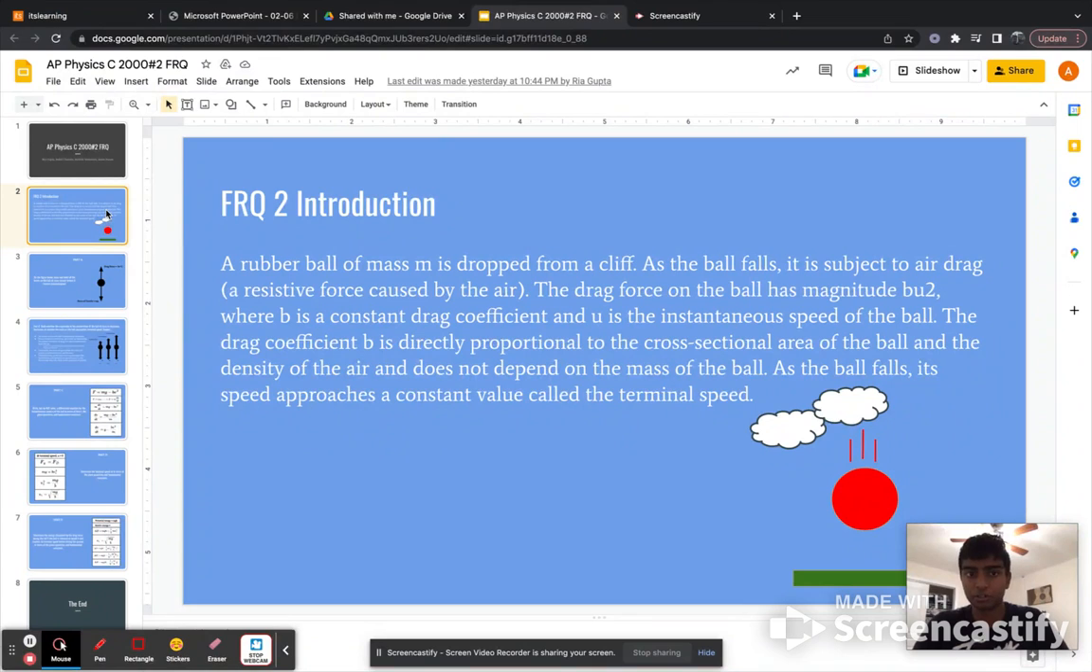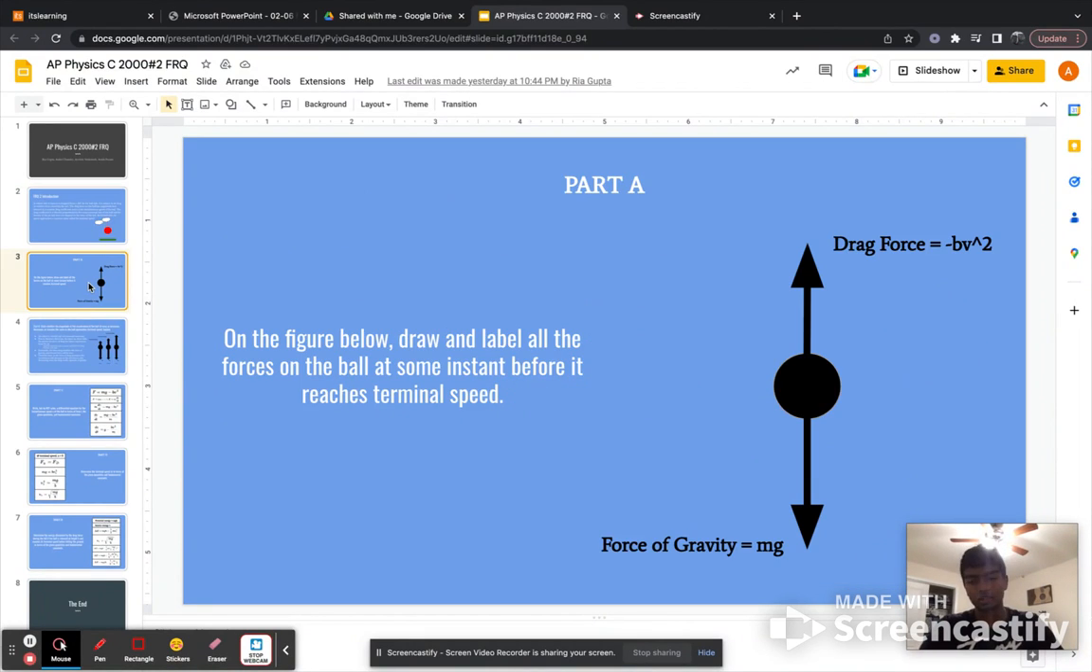And FRQ 2 asks us: we're given a rubber ball of mass m dropped from a cliff. As the ball falls, it is subject to air drag. The drag force on the ball has a magnitude b u squared, where b is a constant drag coefficient and u is the instantaneous speed of the ball. The drag coefficient b is directly proportional to the cross-sectional area of the ball and the density of the air and does not depend on the mass of the ball. As the ball falls, its speed approaches a constant value called the terminal speed. Okay, let's move on to part A.